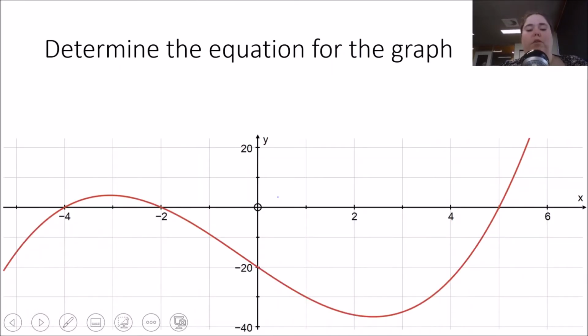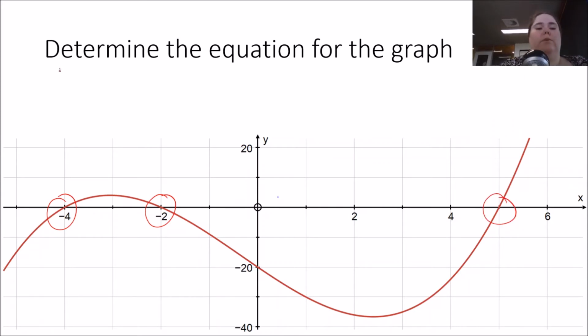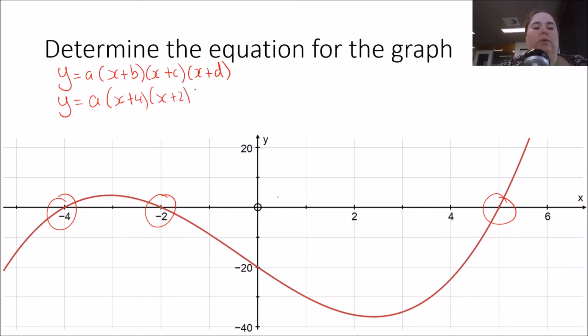We can also have a graph that looks like this. And so we know this isn't a point of inflection graph, and we have 3 distinct factors. So that means I'm going to use y equals a(x plus b)(x plus c)(x plus d), where b, c, and d are my factors. So y equals a. Don't forget to change the signs. So negative 4 becomes positive 4, negative 2 becomes positive 2, and positive 5 becomes negative 5.